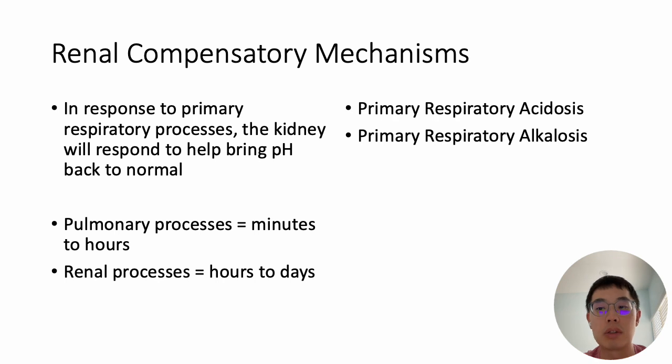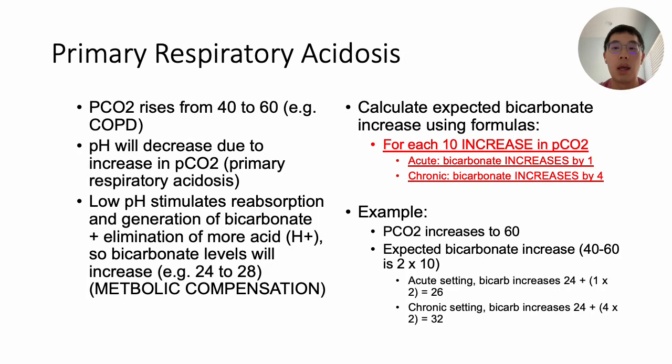In the coming slides, we are going to see what happens in the kidneys when we have a primary respiratory acidosis or alkalosis. In a primary respiratory acidosis, our PCO2 rises, let's say for example from 40 to 60. From the Henderson-Hasselbalch equation, we know that this will ultimately lead to a decrease in pH consistent with a primary respiratory acidosis. The low pH stimulates reabsorption and generation of bicarbonate in the kidney, as well as elimination of more acid. But since this takes time, the bicarbonate levels usually take hours to days to slowly rise, helping to bring the pH back to more normal levels.